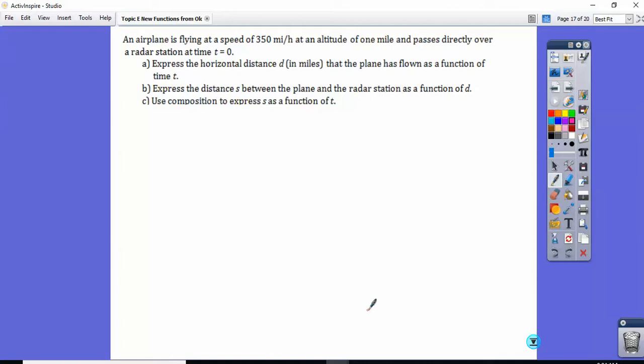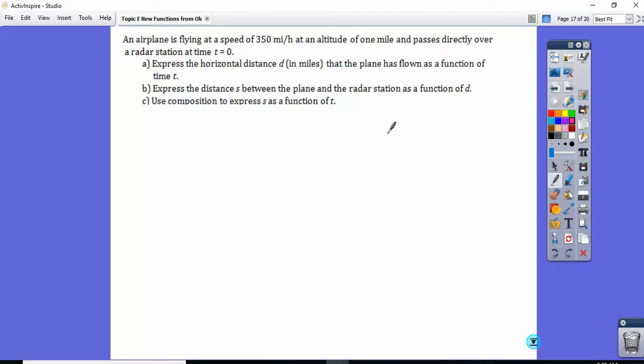An airplane is flying at a speed of 350 miles per hour at an altitude of 1 mile and passes directly over a radar station at time t equals 0. What do you think we should do right here? Do you guys know what this scenario looks like? Let's draw a picture and see if we can figure that out.